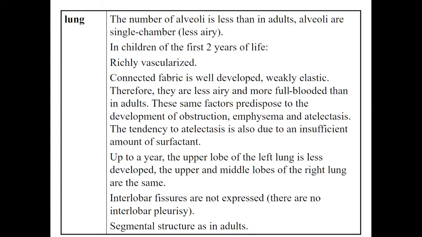Up to here, the upper lobe in the left lung is less developed. The upper and middle lobes of the right lung are the same. Interlobar fissures are not expressed. There are no interlobar pleurae. Segmental structure is as in adults.